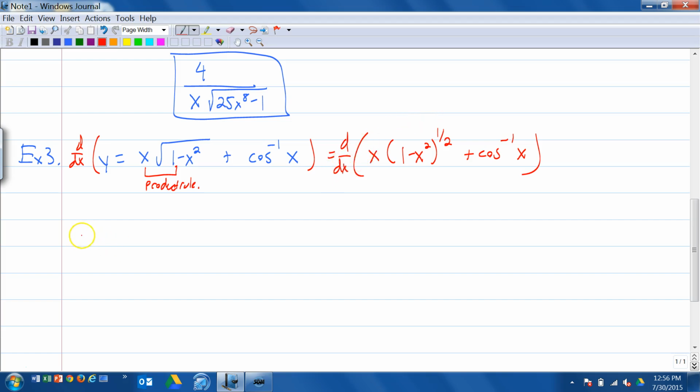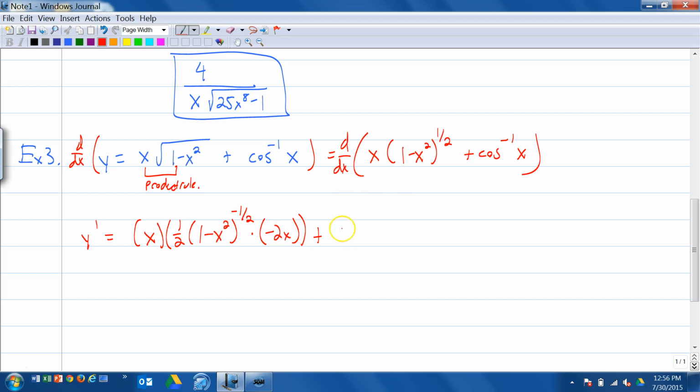So y prime is equal to, I have to do product rule. So I'm going to keep x by itself, x, times the derivative of this piece. We're going to have to use power and then take the derivative of the inside, so it's a chain. We have 1/2. This stays the same. Remember when you use chain rule, the inside stays the same. This goes to negative 1/2. And then this is going to be times the derivative of the inside, which is negative 2x. Okay. Alright, so that's that piece.